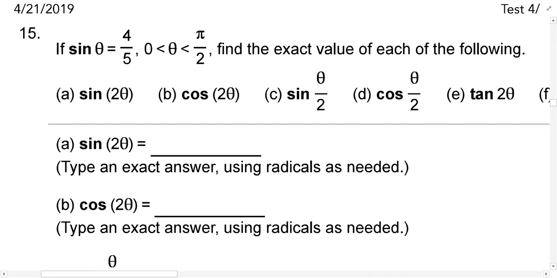I think that's a good place to stop this video. It's been 10 minutes. I'll pick up starting with question number 15 in the next one.